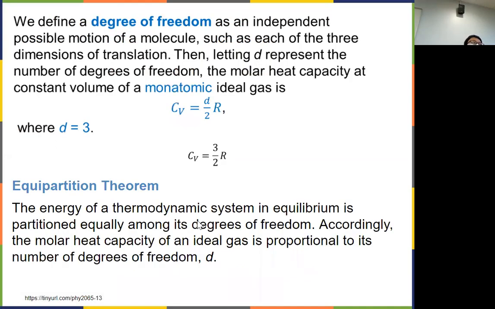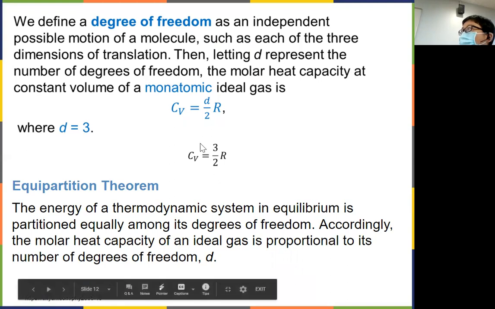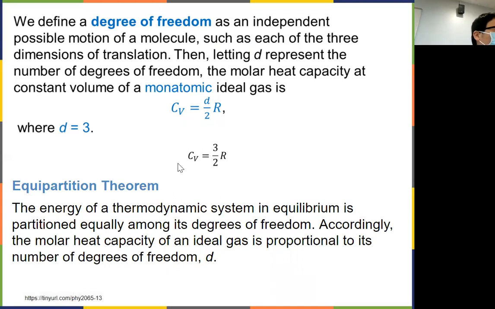So in that case, we can see there are three dimensions or three degrees of freedom for the motion of the molecules. Its motion in X, Y, Z directions, okay? So if each molecule of the gas has, say, n degrees of freedom, then the internal energy, in terms of the molar heat capacity, you can write in this way. If D equals 3, then it's 3/2 of R.